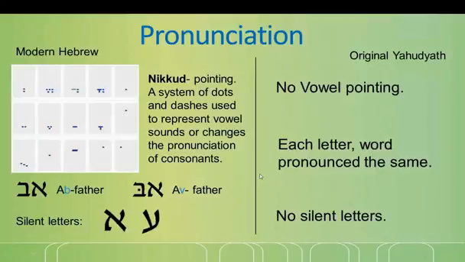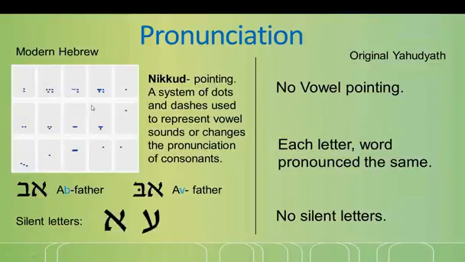Next, pronunciation. And this is a big one between the differences, okay? In modern Hebrew, pronunciation is aided by a whole system of dashes and dots above, below, beside, and inside of the letters of the modern Hebrew, okay? This system is called nakud. Nakud is a modern Hebrew term that actually means pointing, or there are some definitions that say dotting, but it is pointing.